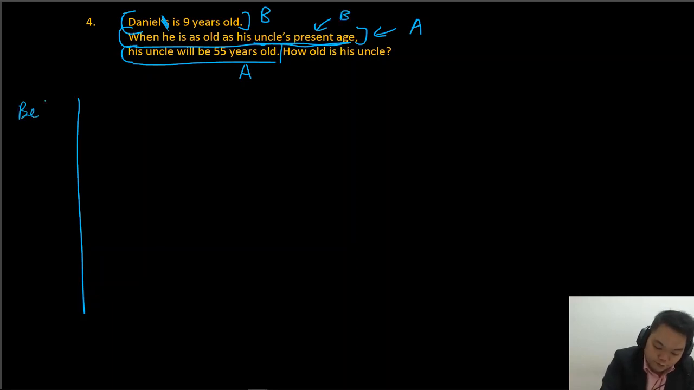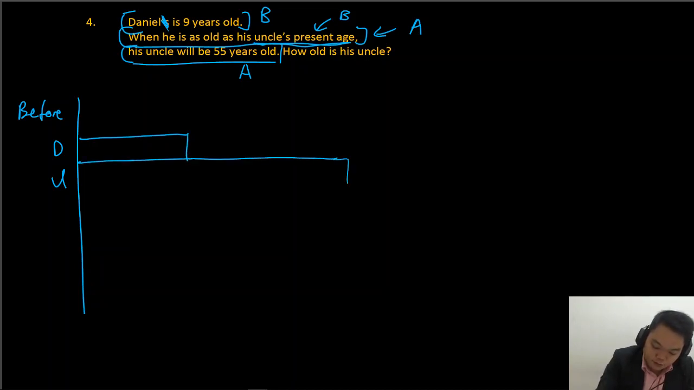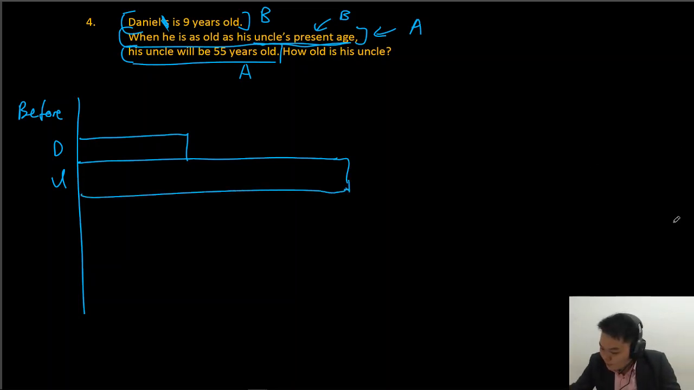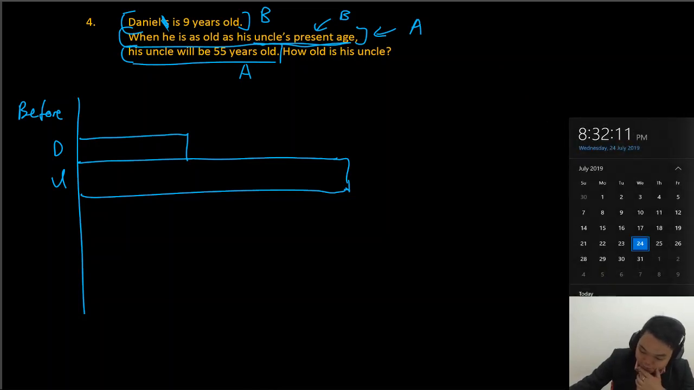Okay, so let's try to define this first. Of course, there's an easier way to represent this, but let's just break this down from first principles. You got Daniel, you got the uncle. Okay, so Daniel is now what? 9 years old. The uncle is of a certain age. Okay, very good. A lot of you got it already. Uncle has left the chat. Okay, I'll give you all another 10 seconds to draw this out.